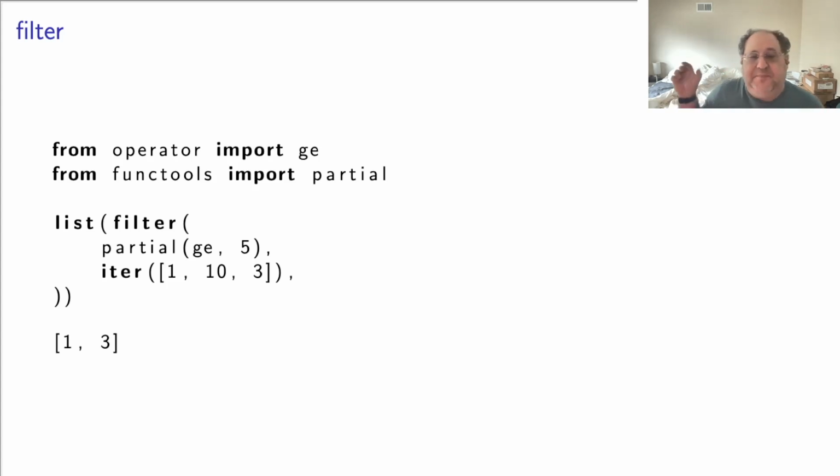Filter, right? So map modifies the element. Filter doesn't modify the element. You get the original element, but not all the elements. So in this case, I asked for all the things that 5 is greater or equal to. So in other words, things that are smaller than 5. So on a list of 1, 10, and 3, I'll only get 1 and 3.